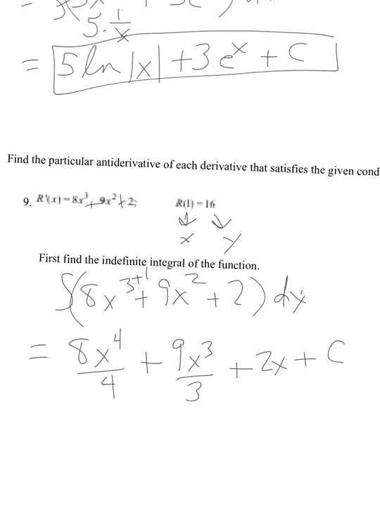Now, if I clean this thing up, I can reduce down. 8 over 4 becomes 2. So I have 2x to the fourth plus, what's my next term? 3x to the third plus 2x plus c. Okay, we're going to take that to the next page.